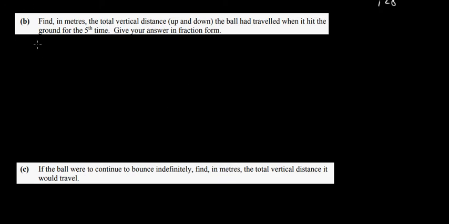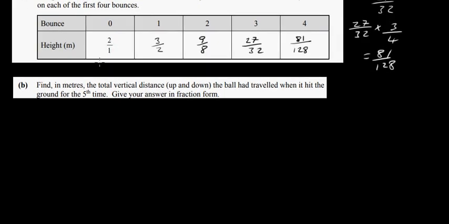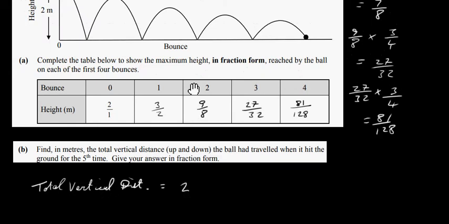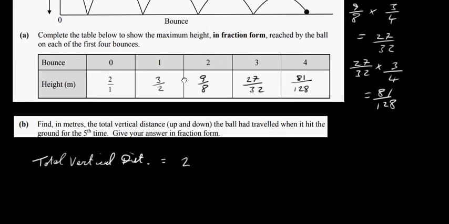So the ball has travelled, first of all, 2 meters. So that's on the way down. So we'll call it the total vertical distance. So that's going to be equal to 2 meters anyway. And then it's going to be each of these doubled, because it's traveled 2 meters from here to here, then it travels up 3 over 2 meters, this distance here, and down 3 over 2 meters. So we've got to double that distance, double this distance, double this distance, and so on.